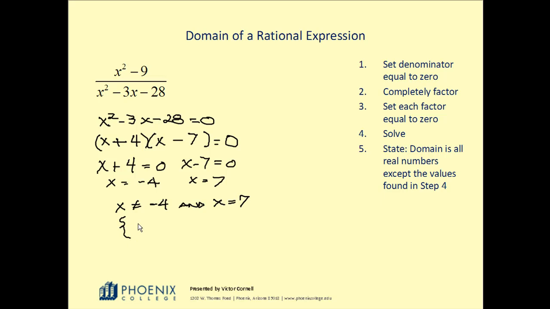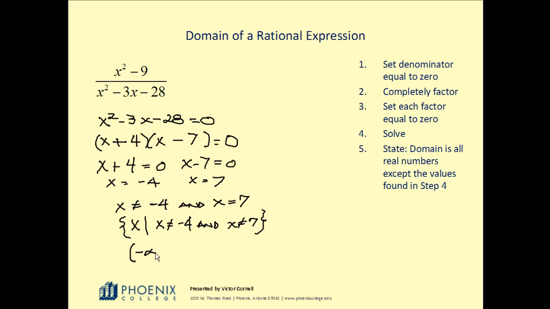If I put that in set builder notation, the domain would be the set of all x such that x does not equal negative 4 and x does not equal positive 7. If I put it in interval notation, it's the set of all reals except negative 4 and 7.